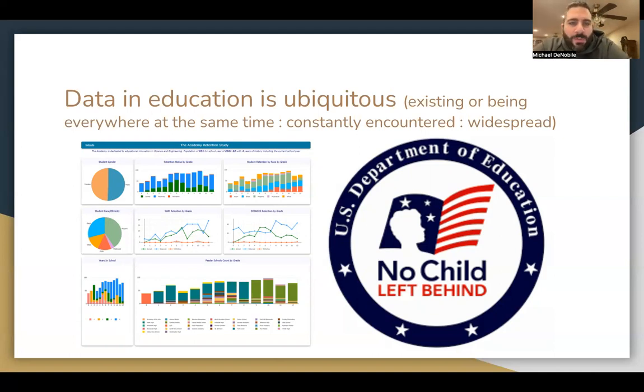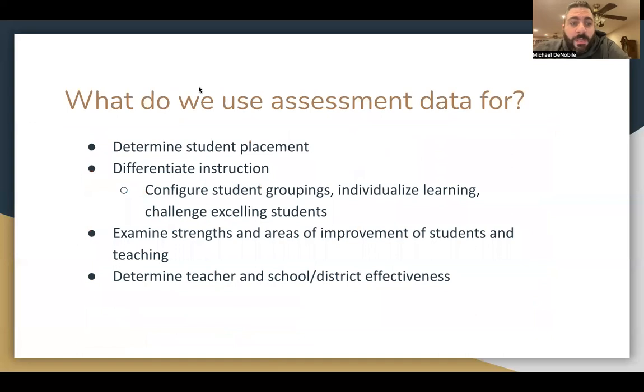So we now see data to the point that data has become a business, and we call it big data. So data is its own industry now, especially in the field of education, because of No Child Left Behind.